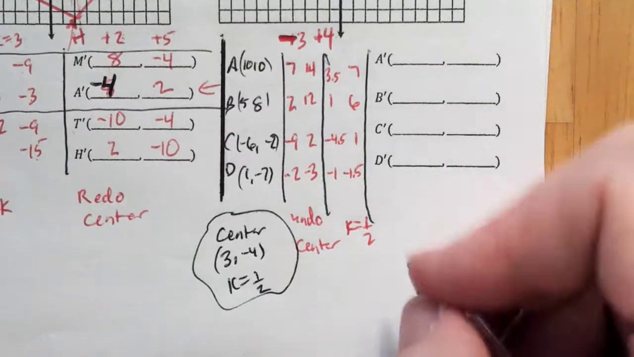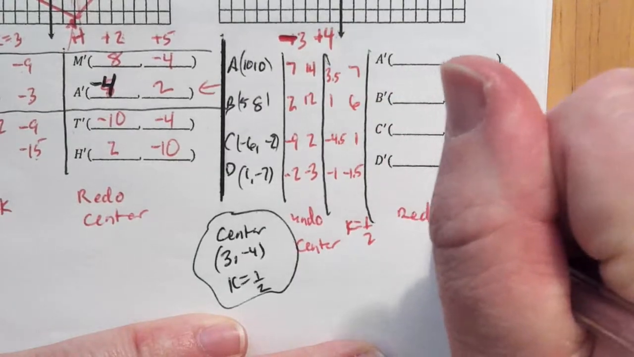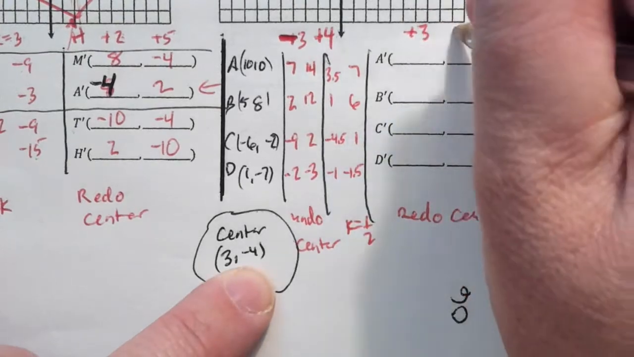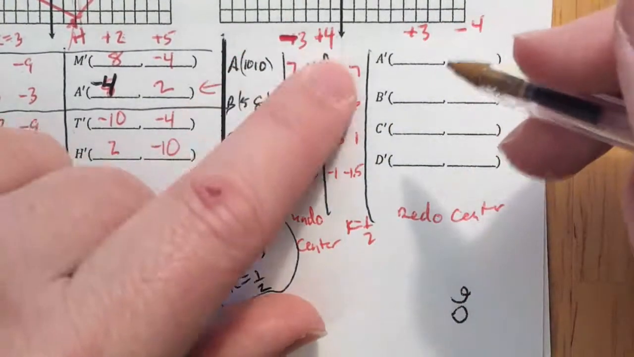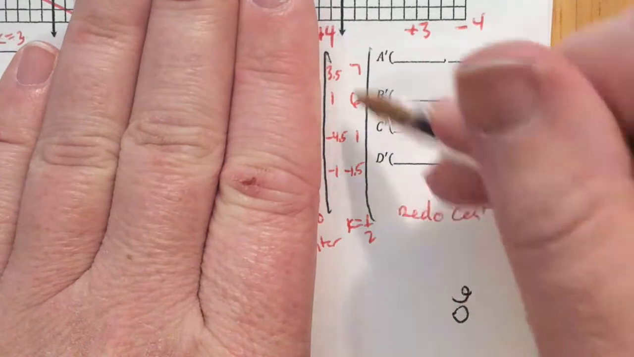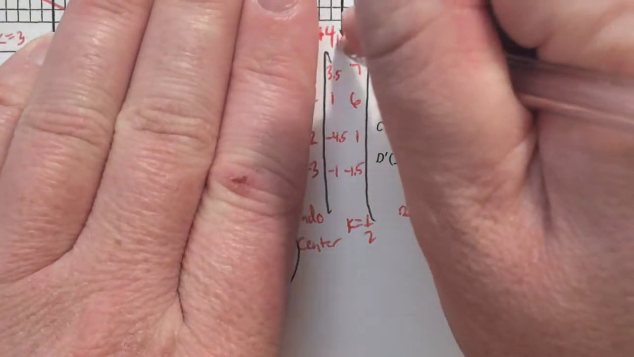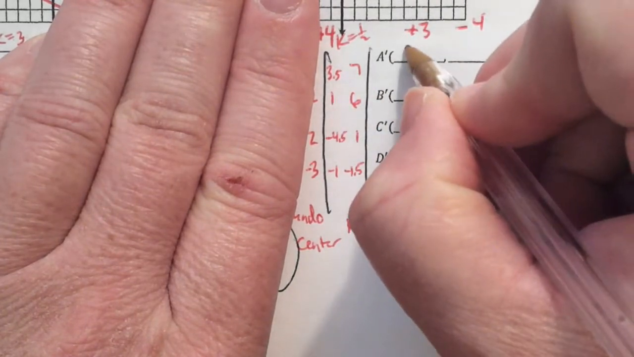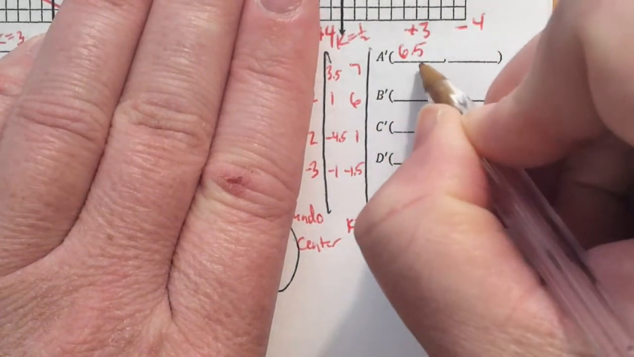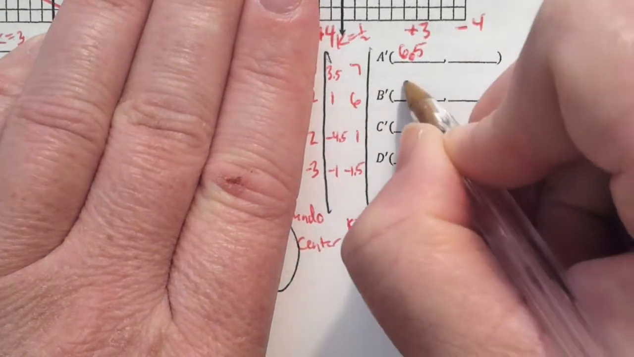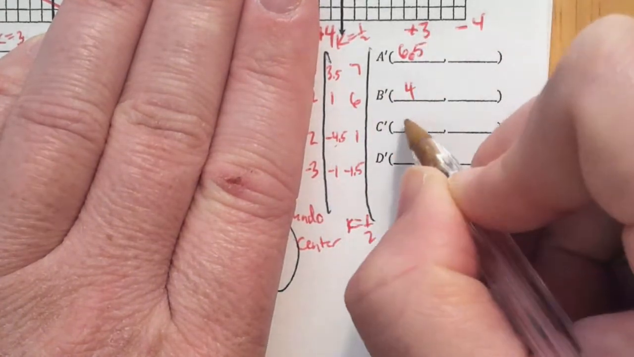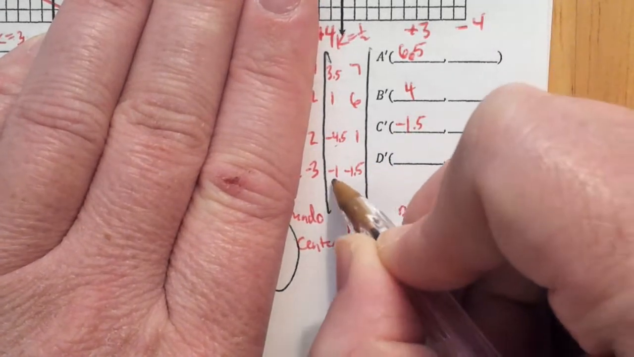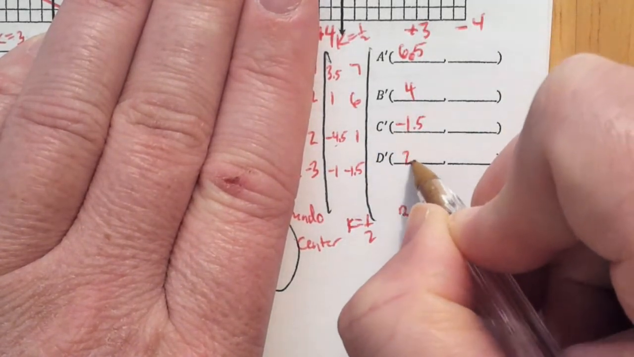Okay, and your last step would be to redo the center. Our center was a positive 3, negative 4. So reattaching it, these do not exist anymore. We're just focused on this. So 3.5 plus 3 is 6.5. 1 plus 3 is 4. Negative 4.5 plus 3 is negative 1.5. And negative 1 plus 3 is a 2.